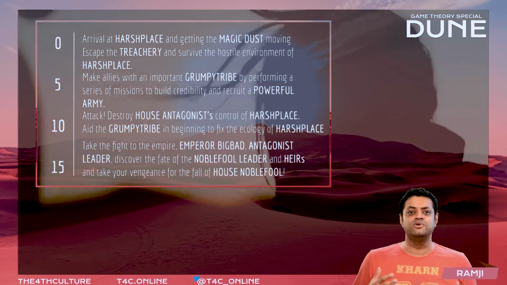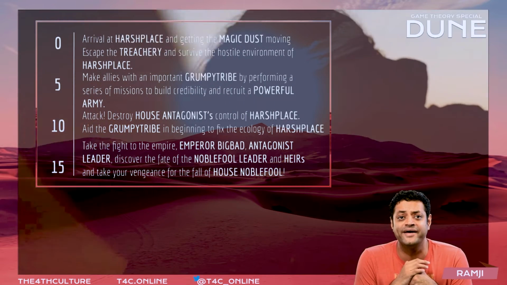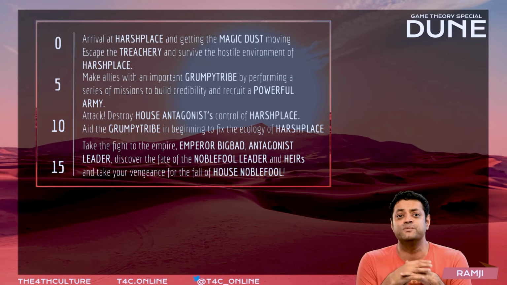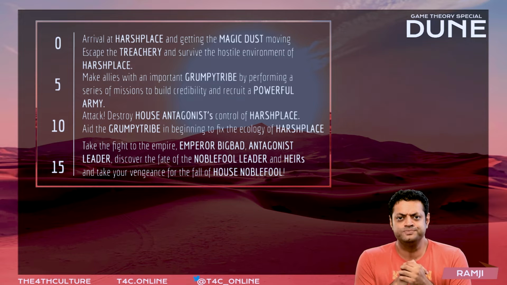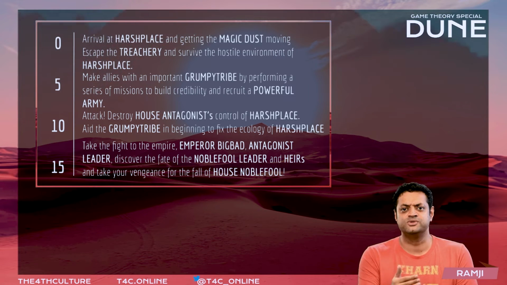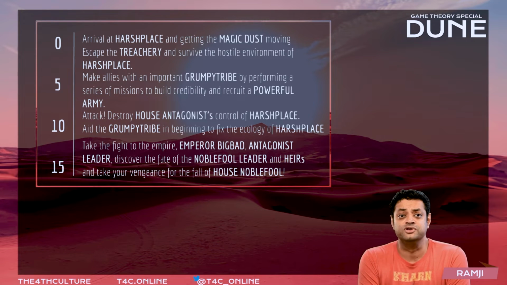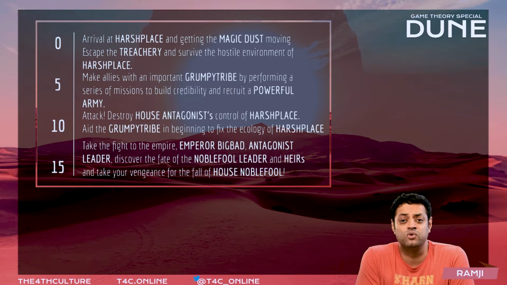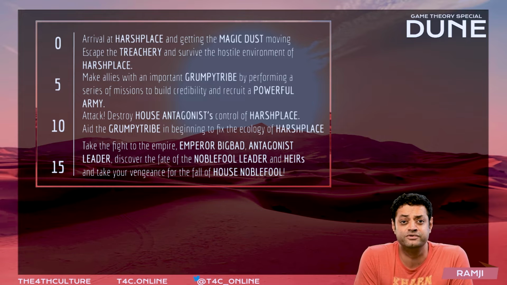But by the time you get to level 6 or 7, maybe you've begun to make allies with an important grumpy tribe and you've performed a bunch of missions for them to prove yourself. Like in Dune, the premise is, well, you need to prove that you're Fremen enough. In the same way, maybe you need to prove that you're grumpy enough to be a member of the grumpy tribe. And that's going to be true for all the players. Maybe not all of them want to. Maybe some want to retain their imperial roots.